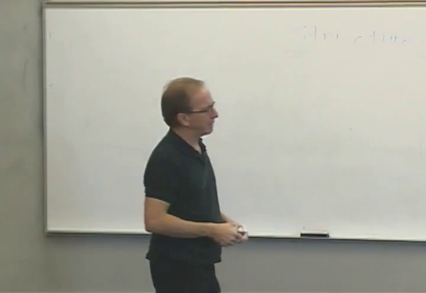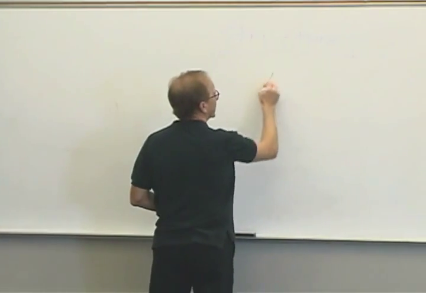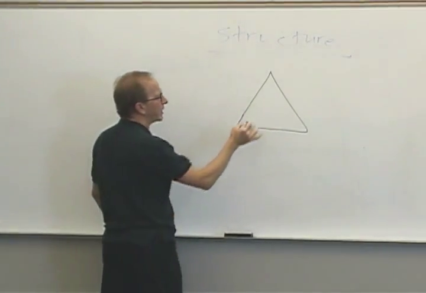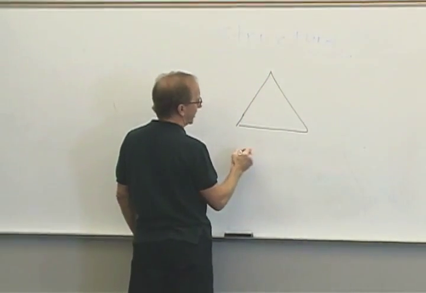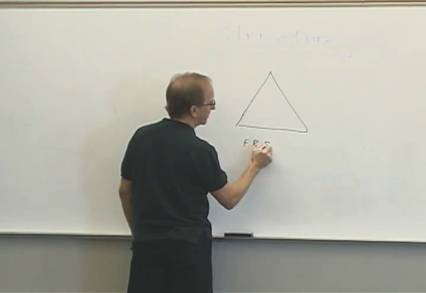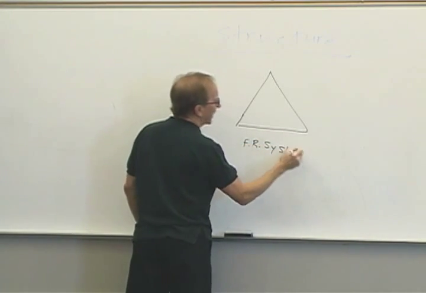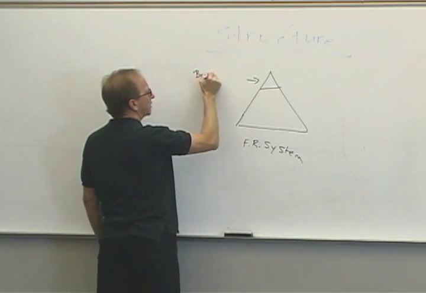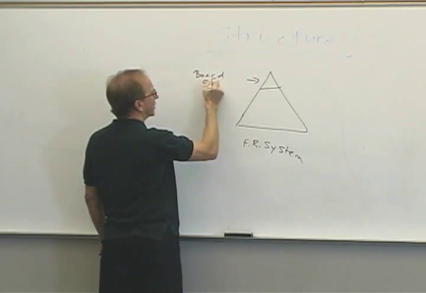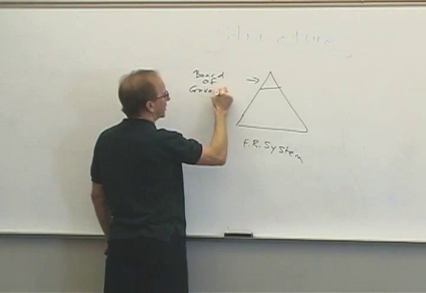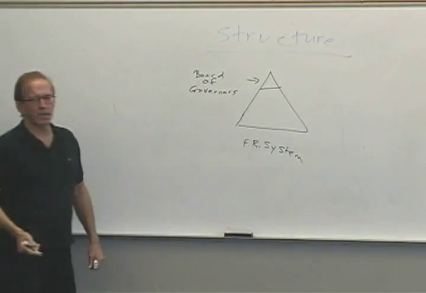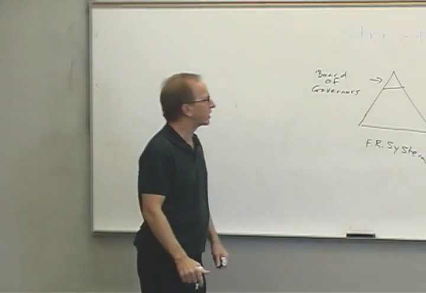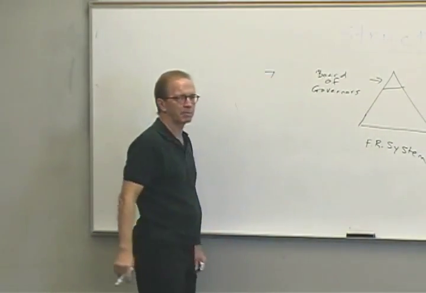Maybe a lot of you know about the Federal Reserve. I like to draw a little triangle here. At the very pinnacle, and this is the Federal Reserve System, I'll say FR System. At the top of this is the Board of Governors, and they're in Washington, D.C. It's a 7-member Board of Governors. I'll put this over here, 7 members.